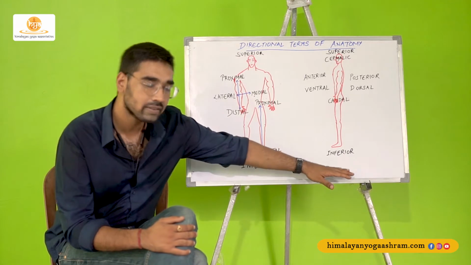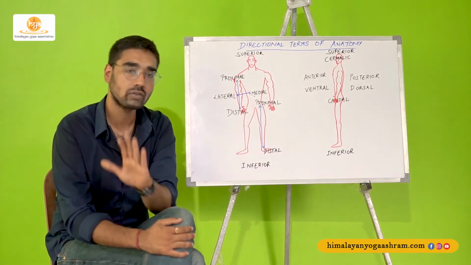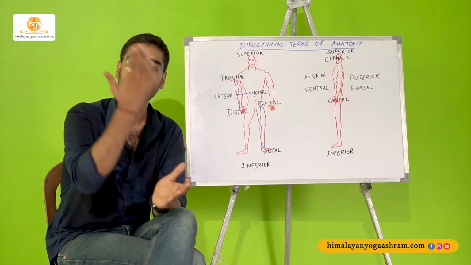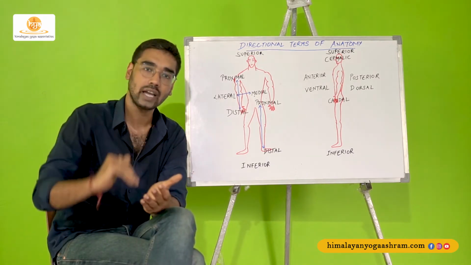Let's start with the side view first. There are four aspects of a human being: front, back, up, and down.